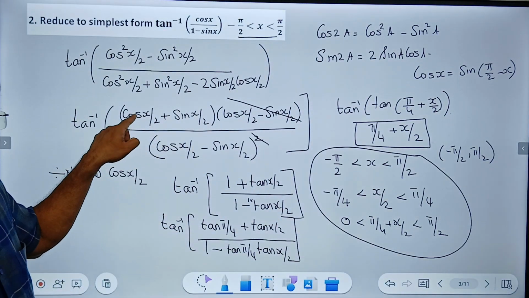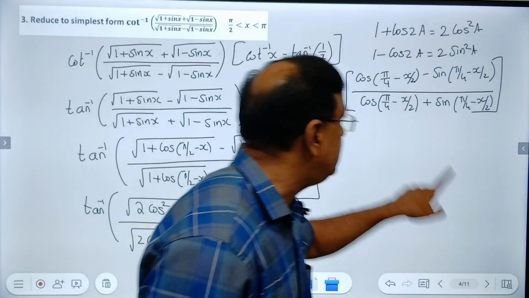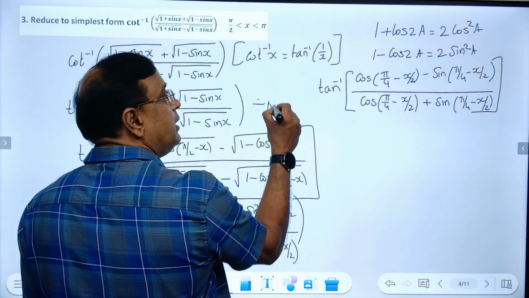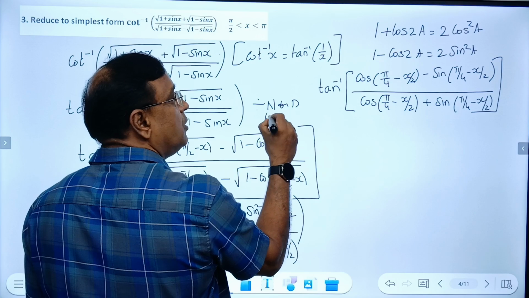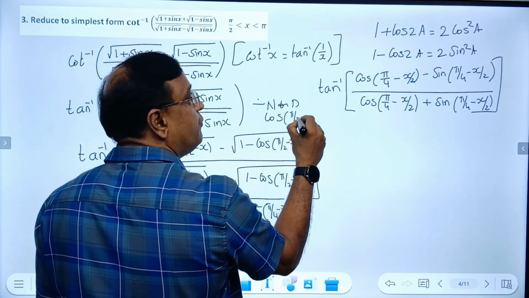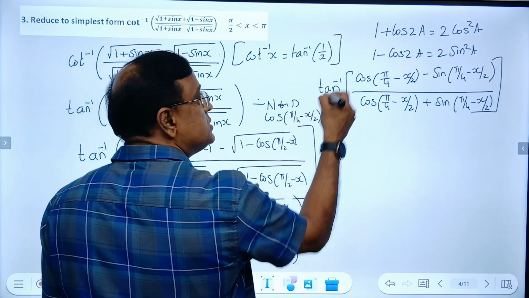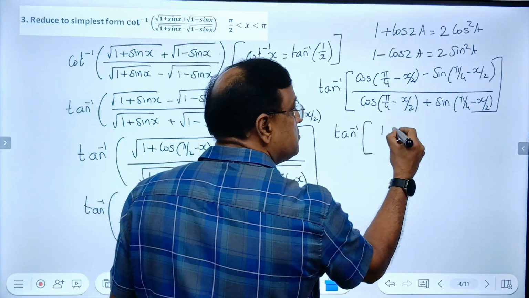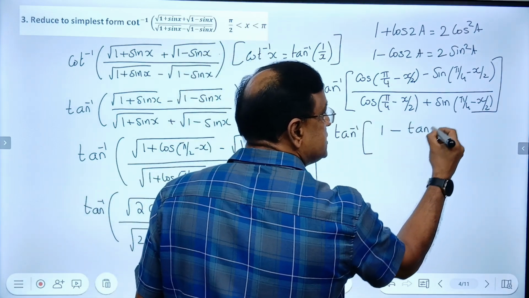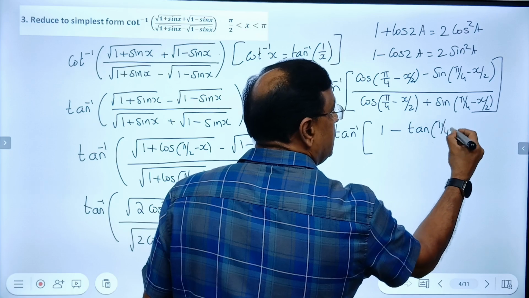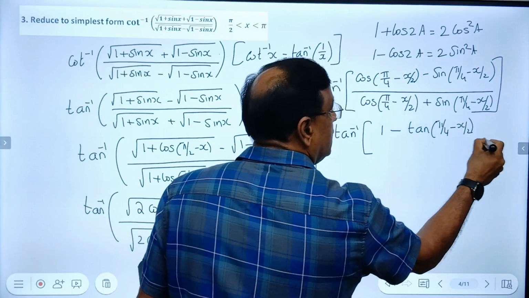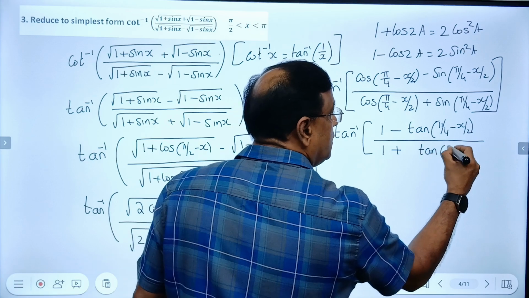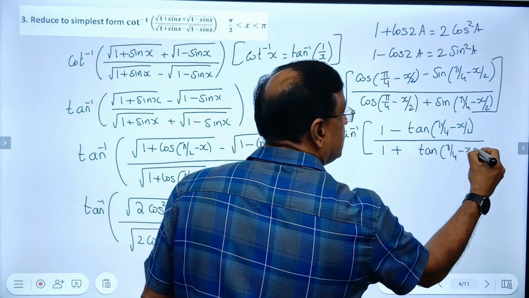So here you divided by cos x by 2. So what will you divide numerator and denominator by? You will divide numerator and denominator by what? Cos of pi by 4 minus x by 2. So when I do that, what do I get here? I will get 1 minus sine by cos is tan. So it is tan pi by 4 minus x by 2 divided by 1 plus tan of pi by 4 minus x by 2.